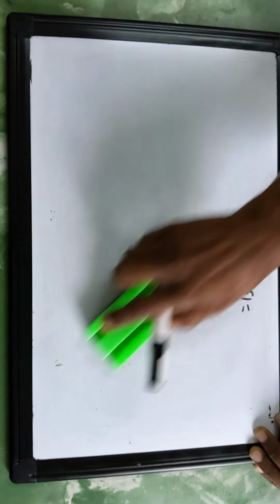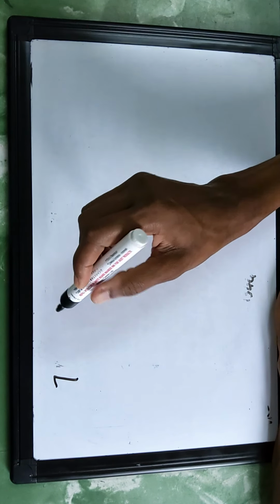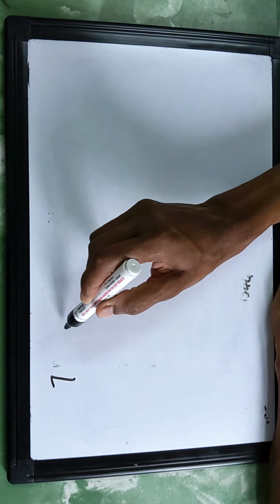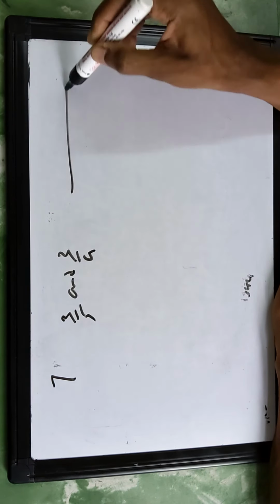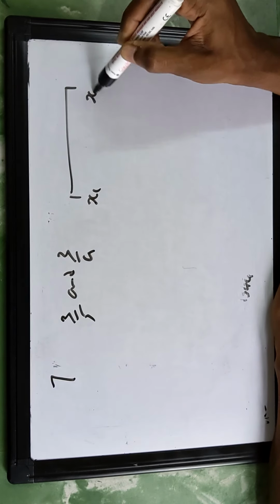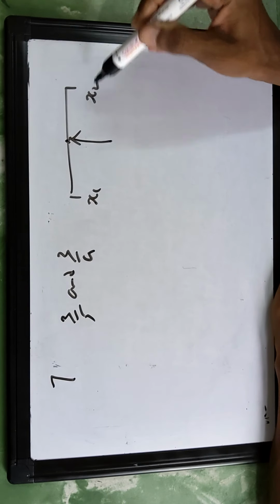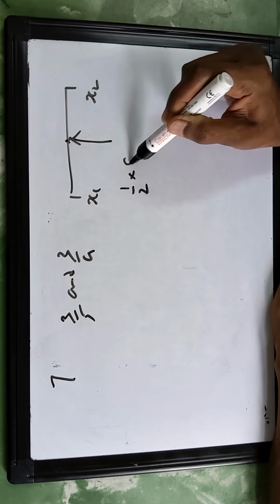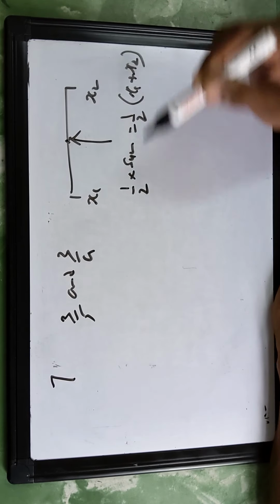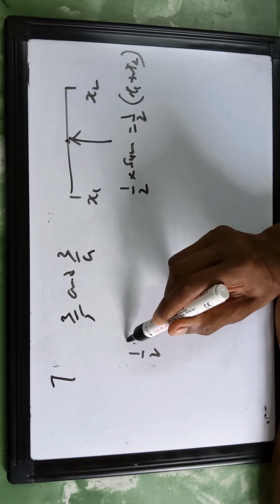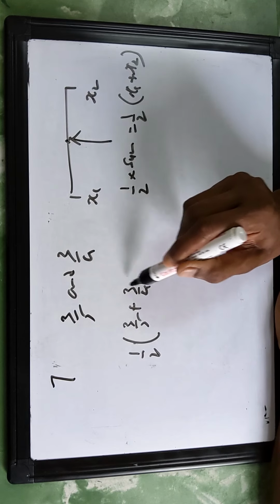Next, number 7. You're required to find the fraction halfway between 3/5 and 3/4. So for any values, if you have x1 and x2, and you're required to find a value midway between these two values, we simply have to take half of the sum, half of x1 plus x2. So in this case, it will be half times 3 upon 5 plus 3 upon 4.